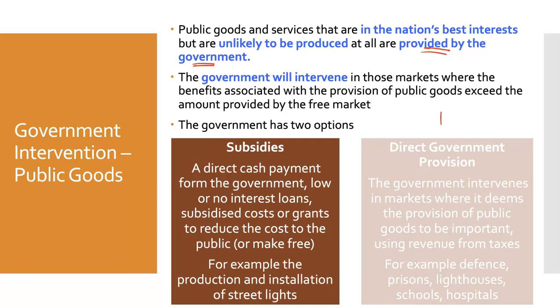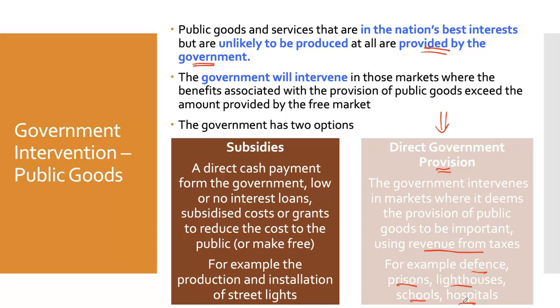The government has two options to intervene. They can do direct government provision, which is one they often do. They collect taxes and use that revenue to buy those public goods. So they fund defences, prisons, lighthouses, schools and hospitals because we know we need them and they're not being created by the free market.